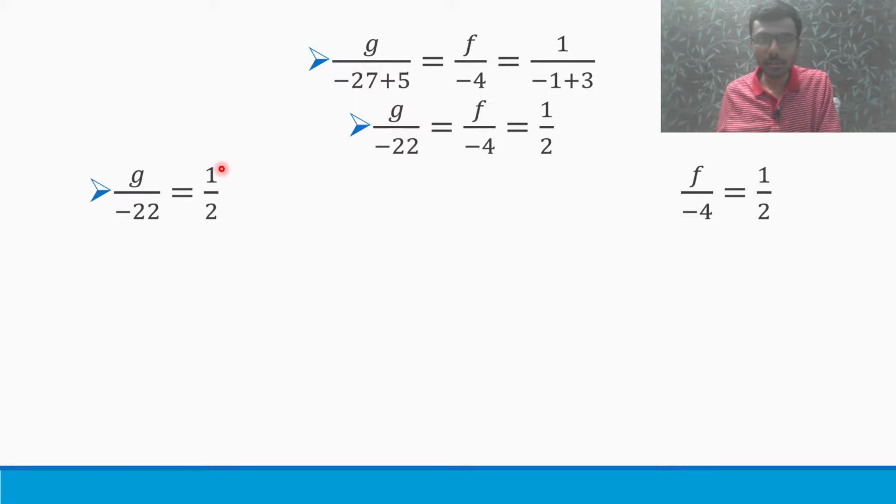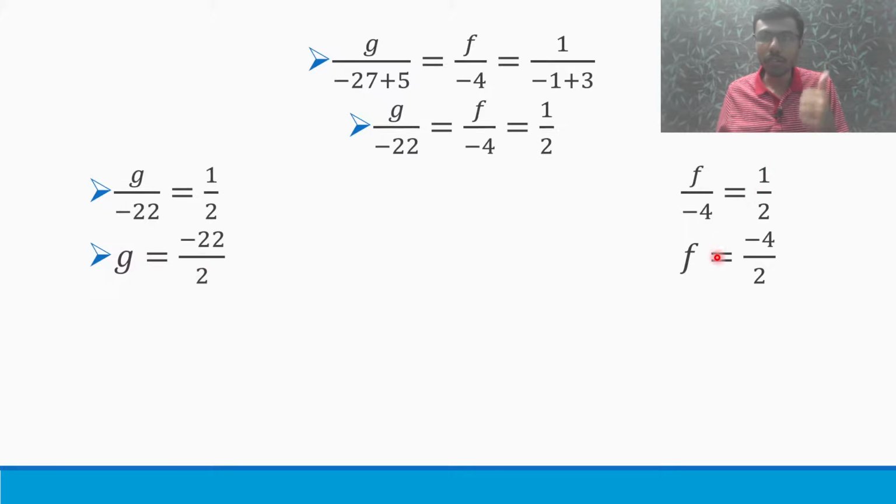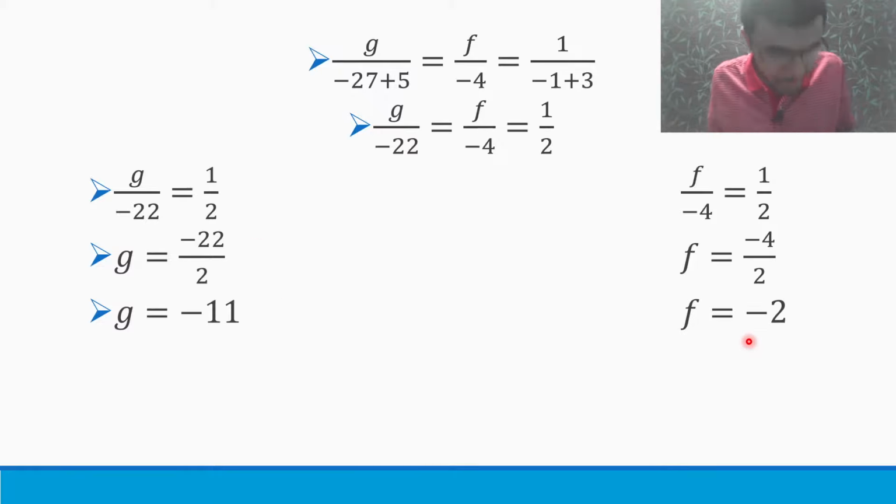So send this -22 here, g will be -22 by 2. Here also send this -4 here, so f will be -4 by 2. So 2 elevens are 22, so g is -11 and f is -2. I know you might have felt this a bit lengthy, but this is simple, and you can avoid many mistakes if you use this method. This is my opinion, a suggestion from my side. If you know any other method to find the equation of the circle, please go ahead with it.